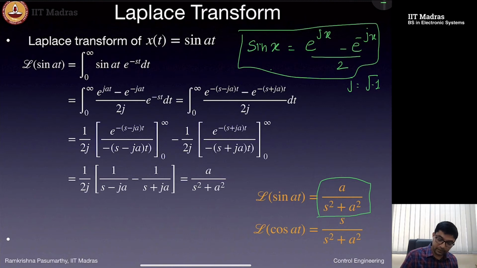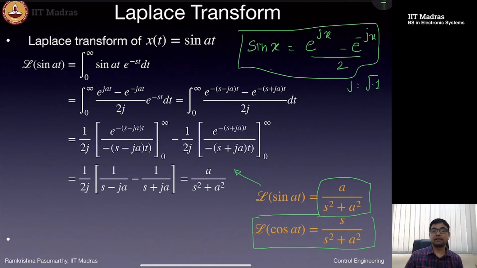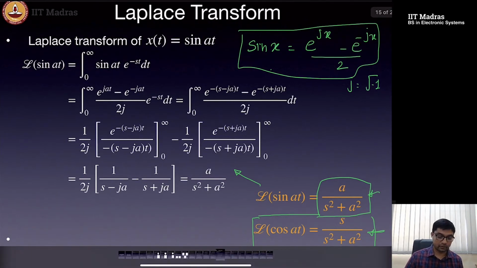Similarly, the Laplace transform of cos of at will turn out to be s over s square plus a square. Again, we will not really worry about how the derivation comes. The derivation comes from writing down sinusoids, sine of x or cos of x, as exponents. But we'll remember this and use it appropriately in our context.